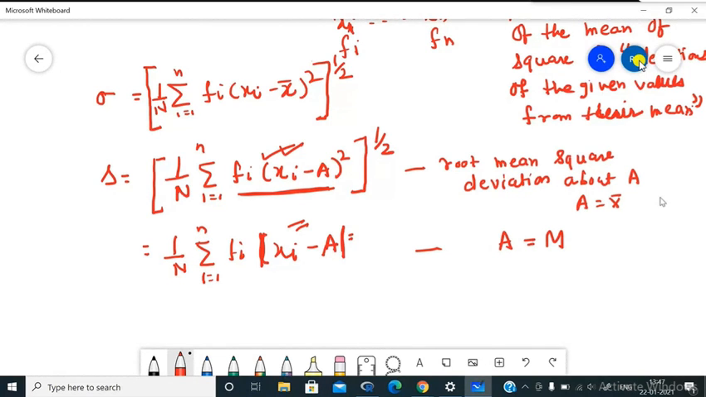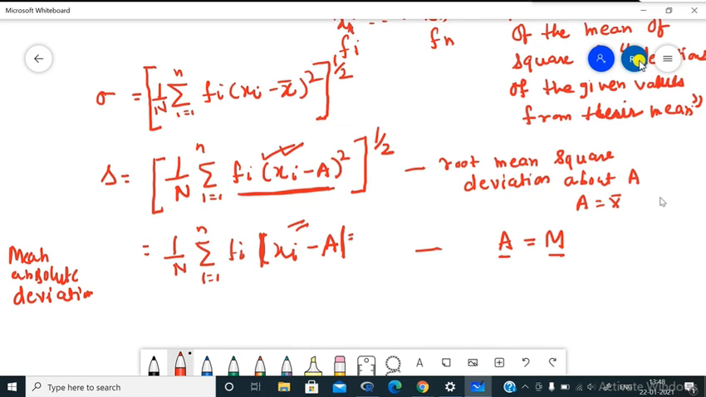So this is mean absolute deviation. It will be minimum at A equal to median, and it will be minimum at A equal to mean.